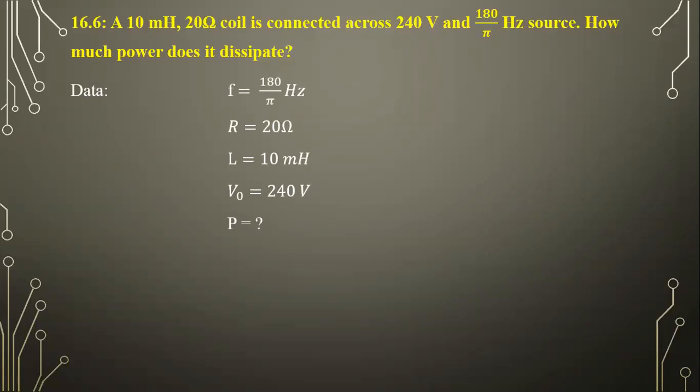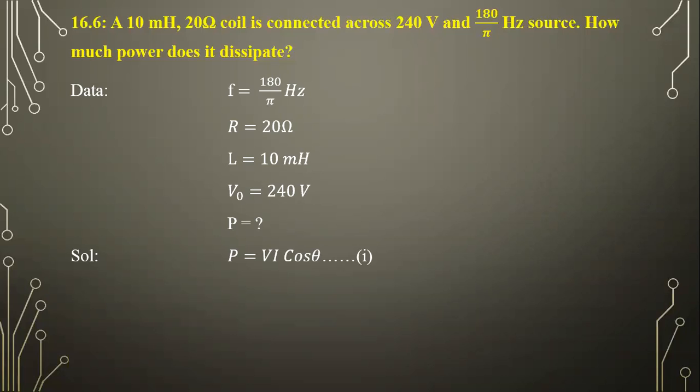Given the situation, F is 180 over pi hertz, resistance 20 ohm, inductance 10 millihenry, and the applied voltage or peak value of the voltage is 240 volt. So power dissipation we have to find. We know that power dissipation is equal to VI cos theta. So P is equal to VI cos theta, and here the value of current is not given.